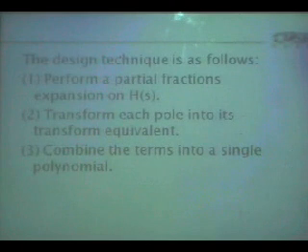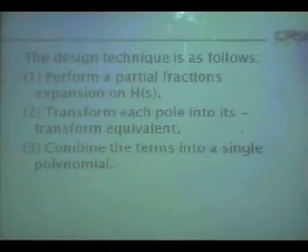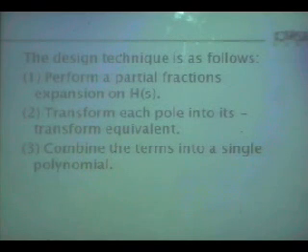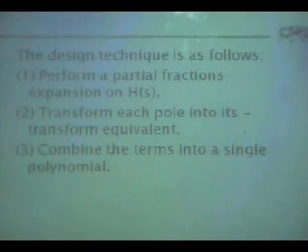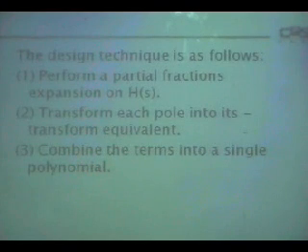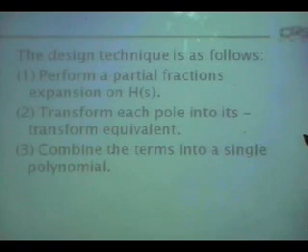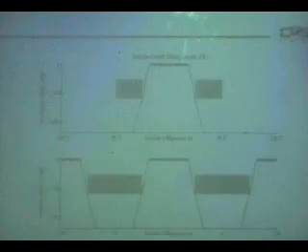So the design technique is this. First of all, you have an H of s. Then, as we do in Z transform, to find h of t, you need to make a partial fraction expansion of H of s. Then you take the inverse Laplace transform of each pole into its time domain equivalent, and then combine the terms into a single polynomial. I'll show you this.